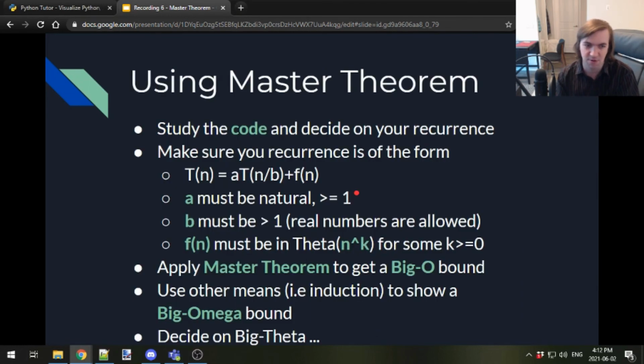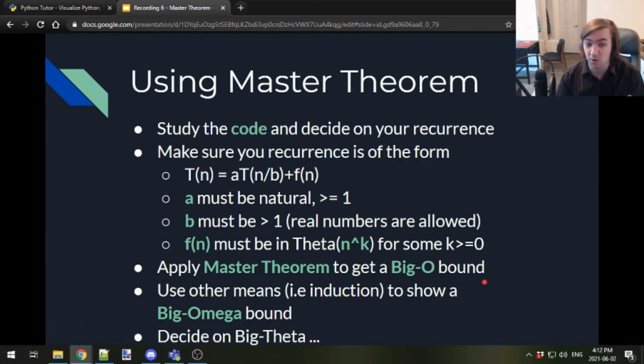So now that we have this master theorem, how do we use it? The first thing you have to do anytime you're going to apply the master theorem is to study the code. You need to know exactly what the recurrence is that emanates from the code that you have. Make sure that it is in the form of a times T(n/b) plus f(n), where f(n) is in big theta of n to the k. And a must be natural, greater than or equal to 1. b must be greater than 1, but that's it. Real numbers are fine. a is the only thing here that has to be a natural number. And k greater than or equal to 0 can also be a real number. That's totally fine. Once you have all that, apply the master theorem.